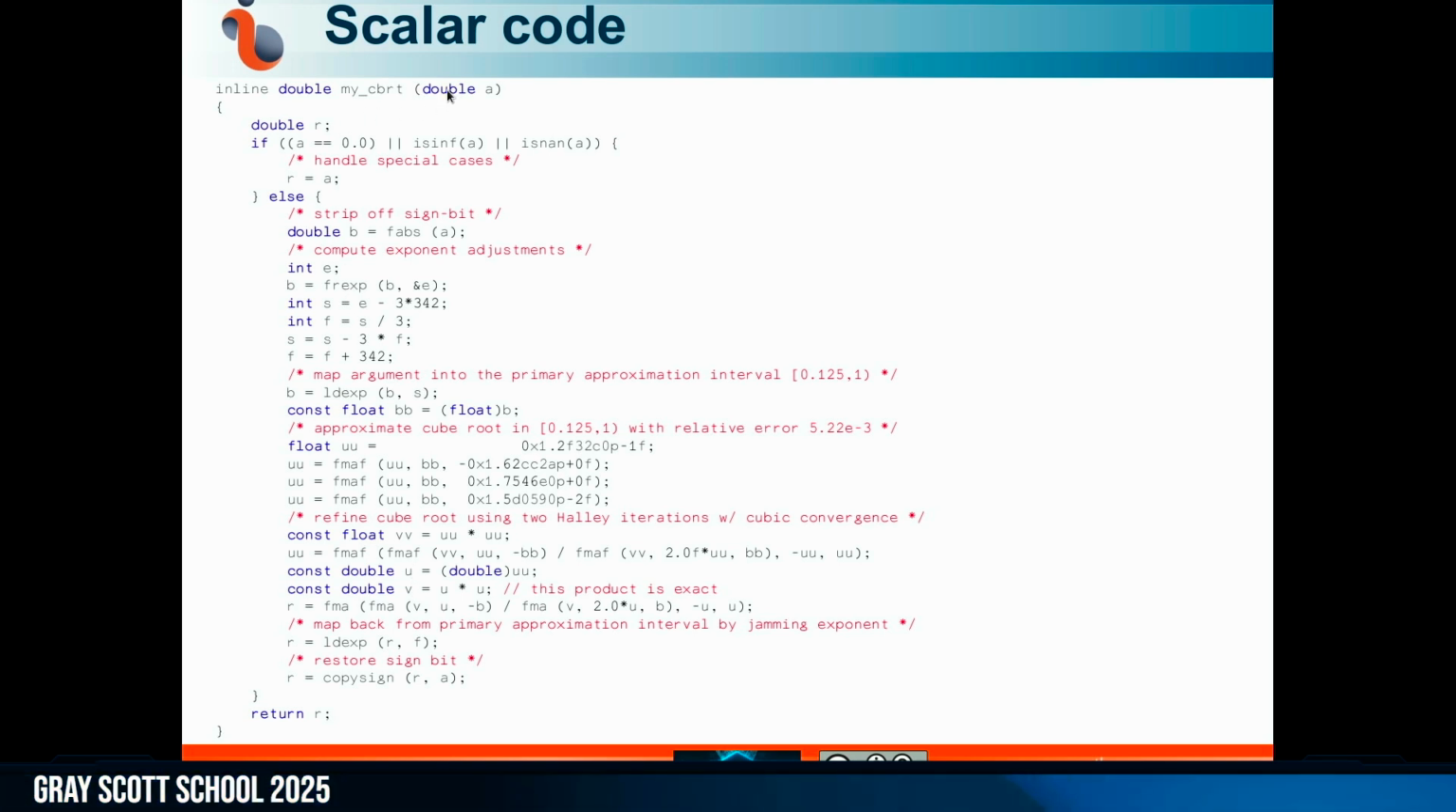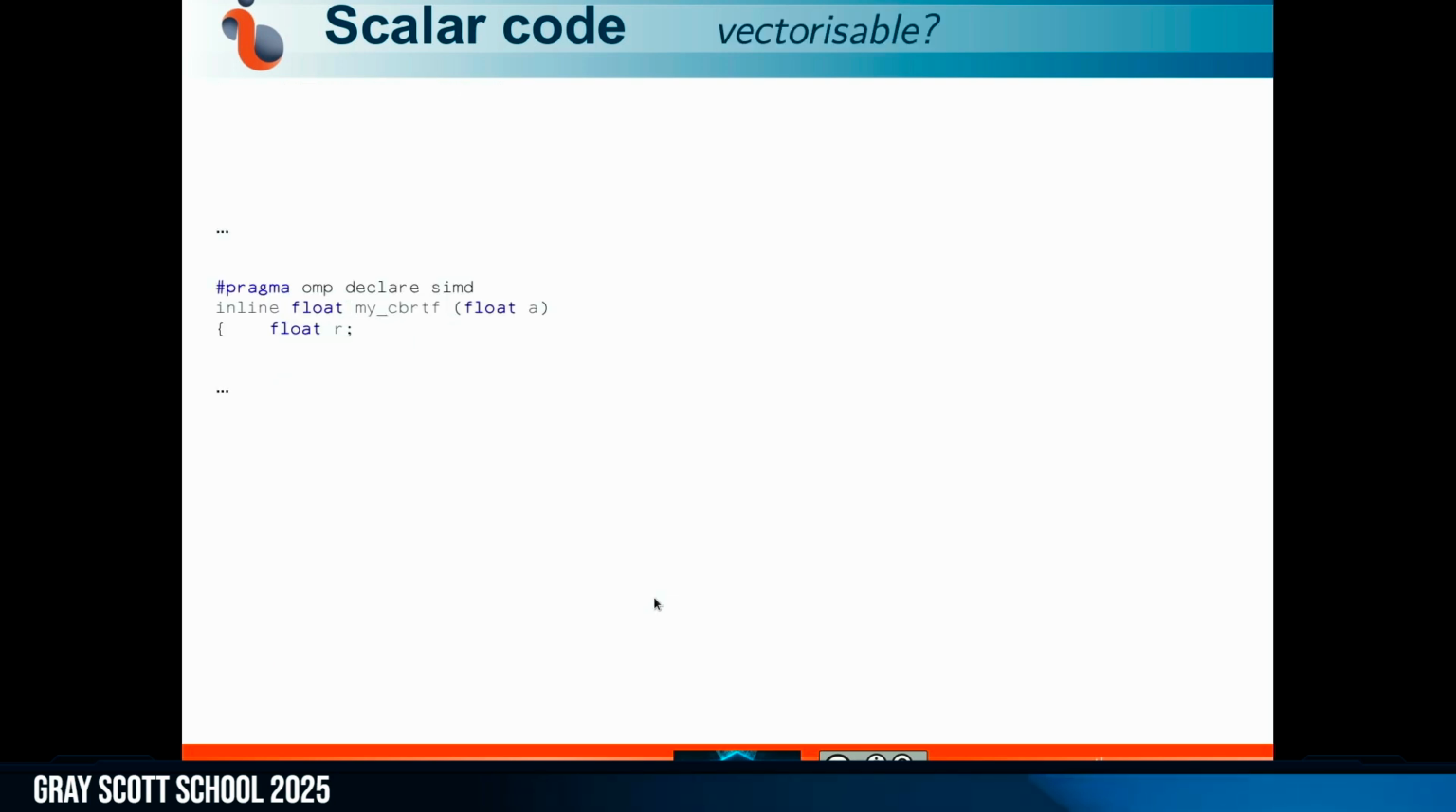Okay, I started with a double. So the first part of the computation uses only floats, and then I go to the double version because the number of digits will be improved by the Halley iteration that you see on this line. So here is the second one. Okay, so in principle, we could vectorize it using the pragma OMP declare SIMD for the function, and everything would go nicely.